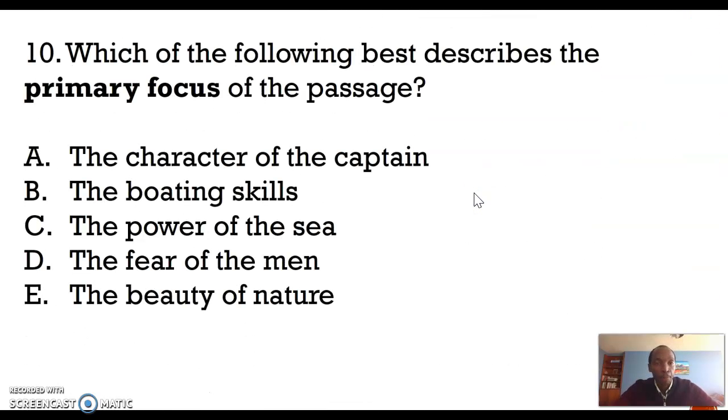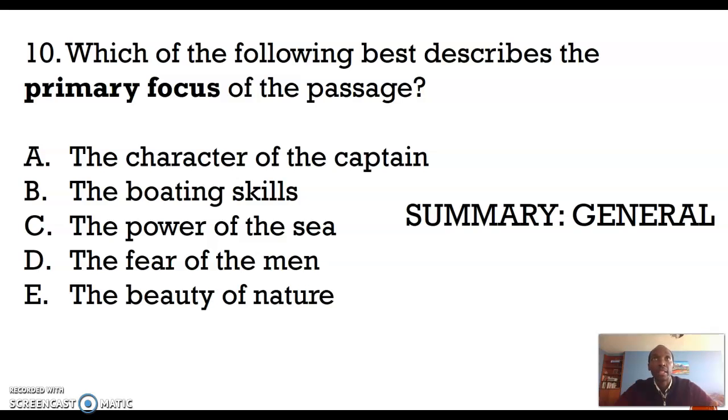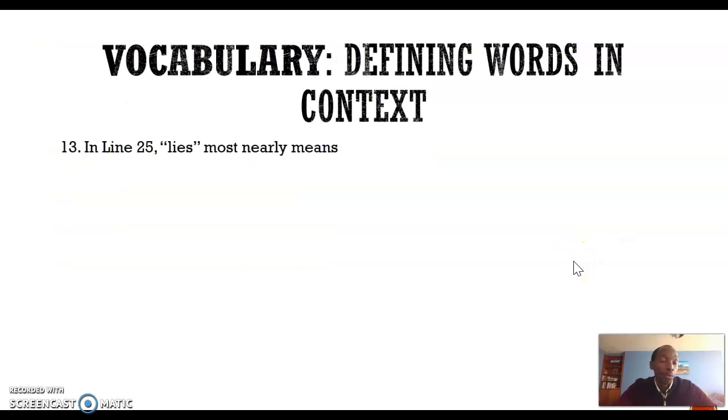Question number 10 is a general question. This tells us that we need to understand the scope of the whole passage before being able to answer it. So I'll come back to this at the end. I'm sort of simulating how I would go through the passage. I do know that question 13 is a vocab and context question.